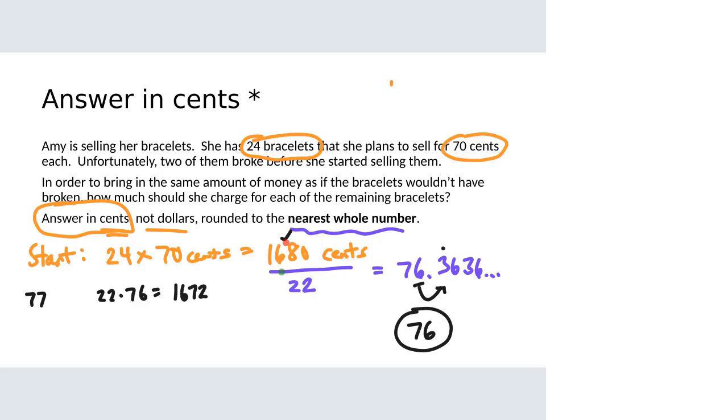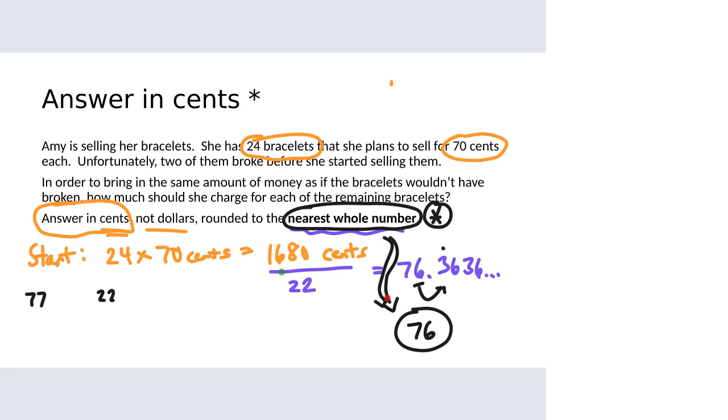This is one of those limitations we have working in Canvas. When we work in Canvas, we're restricted to how Canvas can round sometimes. And what Canvas can do for us is round to the nearest whole number. So if the instructions say round to the nearest whole number, then that's what we're going to do. And we're going to go 76. And we're going to say that 1,672 cents close enough. She made the same amount of money if we're rounding to the nearest whole number for pricing those bracelets.